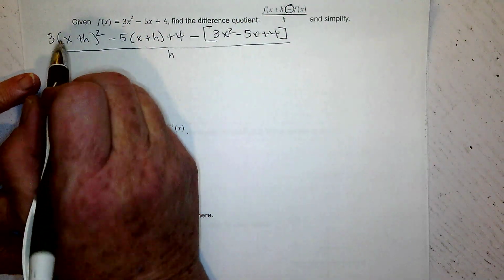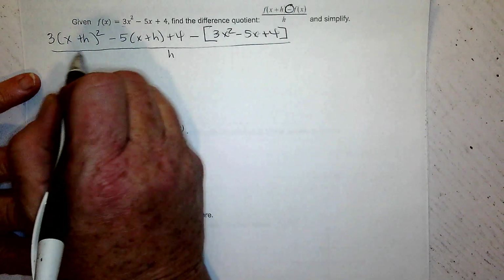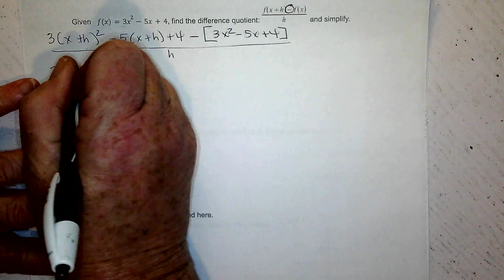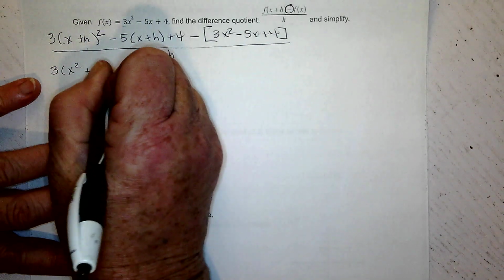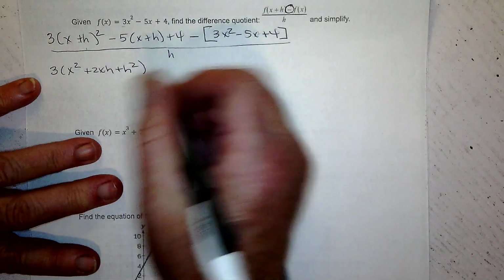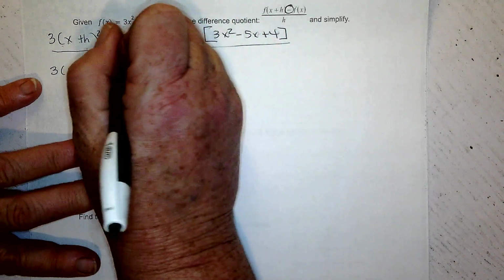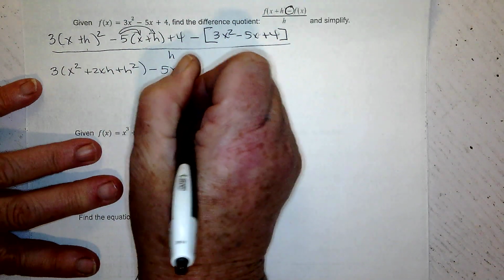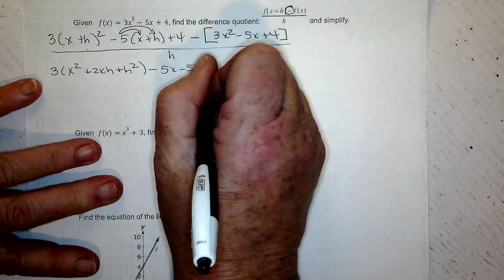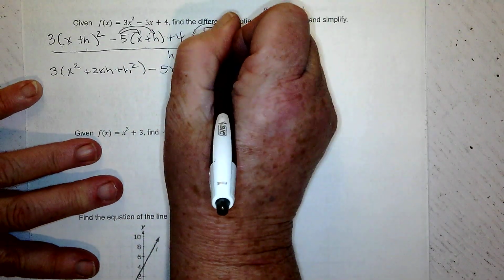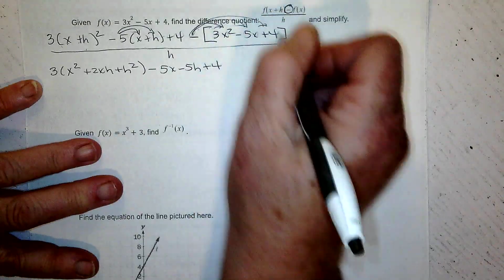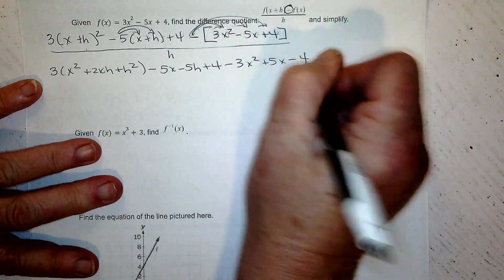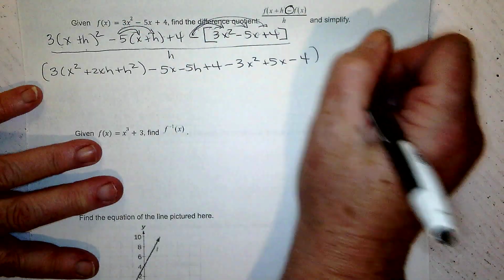Do not distribute this 3. You have to do the x plus h squared first. So I'm doing that. Alright, I've squared my x plus h. I'm going to distribute my negative 5 over my binomial. So negative 5x minus 5h. Bring down my plus 4. Distribute my negative to my trinomial. So negative 3x squared plus 5x minus 4. And then all of this is over h.